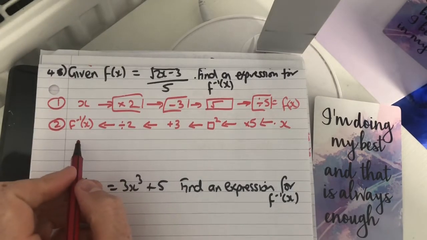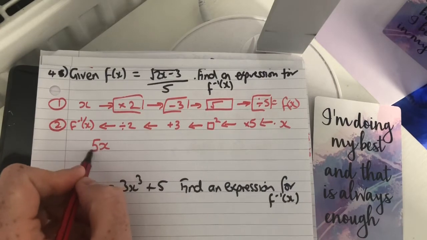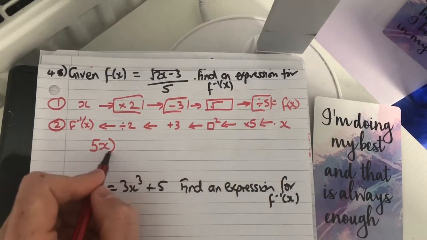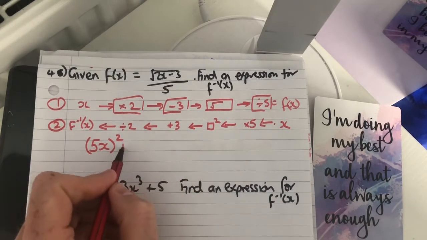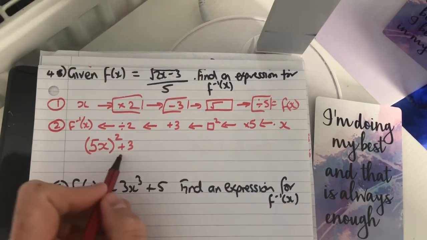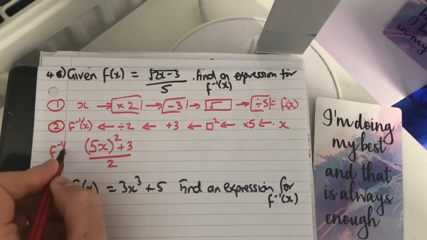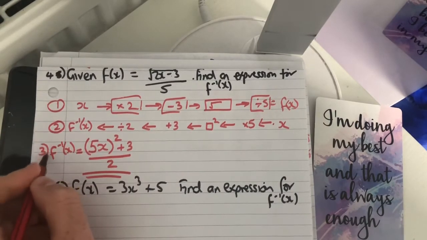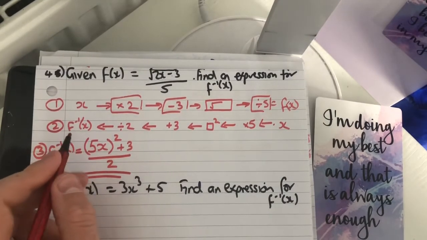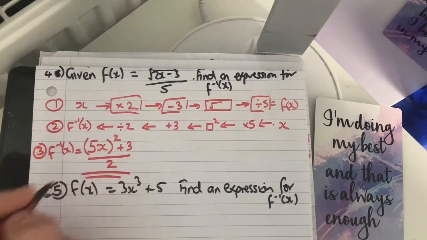So let's write it out. Start with x. Then I'm going to times by 5, so 5x. Then I've got to square that, so 5x all squared. And I've got to add 3. So 3 goes on the top. And then divide by 2. That will be my function. That's quite a difficult question, but if you follow the 3 steps I asked you to do, using the function machine, it's not difficult in my opinion.